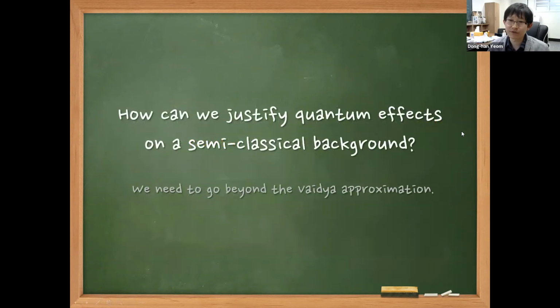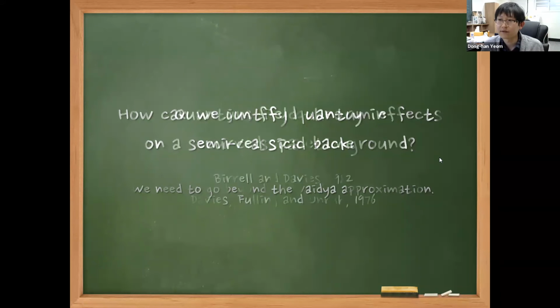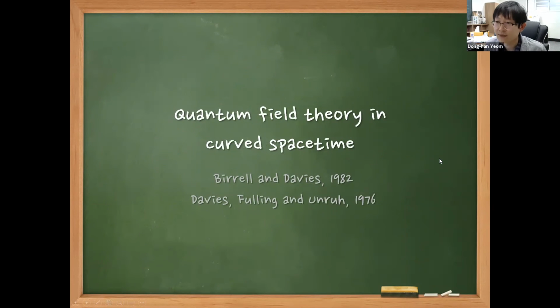Now we go to the Hawking radiation issue. Then how can you justify quantum effects on a semi-classical background? Of course, using the Vaidya approximation, you may draw some causal structures, but as you could see in the case of Parikh and Wilczek's paper, if you only rely on the Vaidya approximation, then you can obtain a very wrong result. Therefore, we have to go in the right way, that is following quantum field theory in curved space-time.